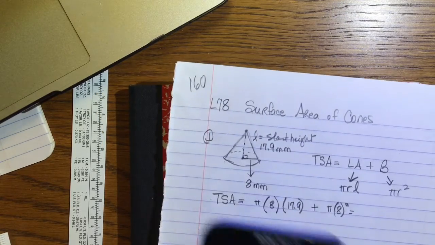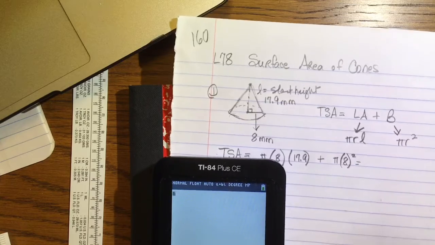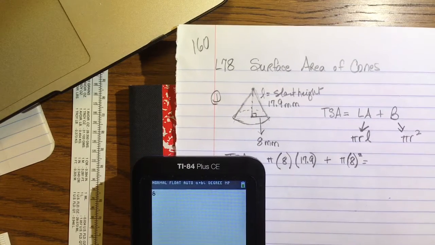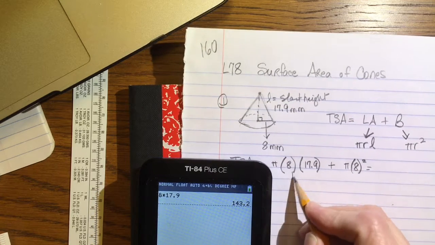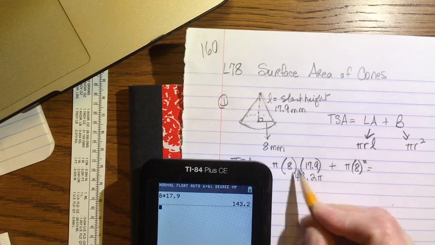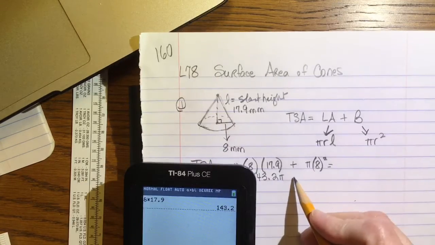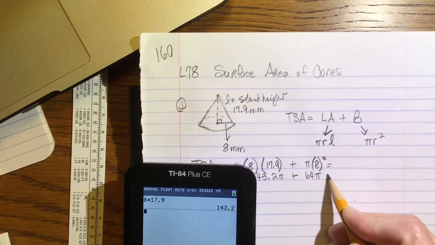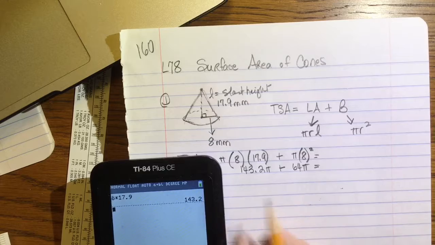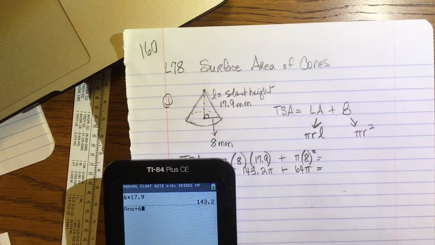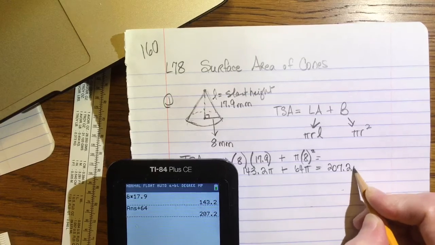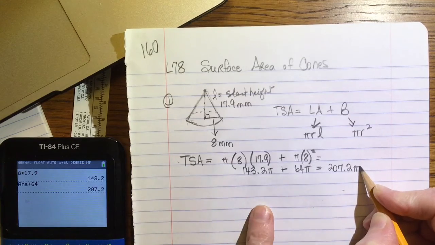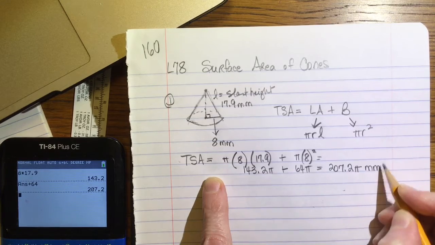Let me pull my calculator where you can see it. I'm going to do the 8 times the 17.9, and that is 143.2 pi. That's just these two and then my pi. And then plus that's going to be 64 pi. Now watch what I'm going to do. I add them just like variables. So I'm going to do that 143.2, I'm just going to add 64 to it, and I get 207.2 pi. And this is surface area, which is square units, and that will be square millimeters.